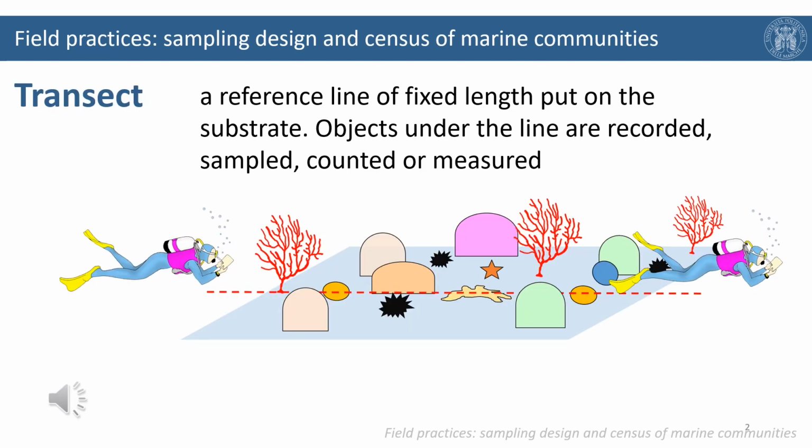A transect is a reference line, of fixed length, put on the substrate. Objects under the line are recorded, sampled, counted or measured. Common lengths used are 10 meters, 20 meters, 30 meters and 50 meters. Lines can be represented by measuring tapes, ropes or chains of different lengths.